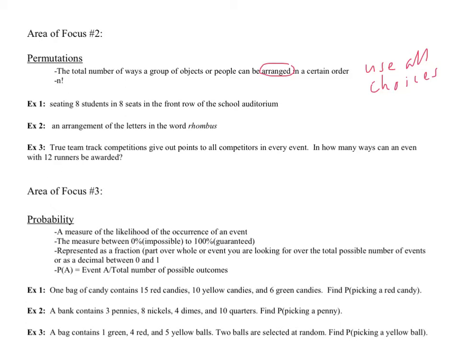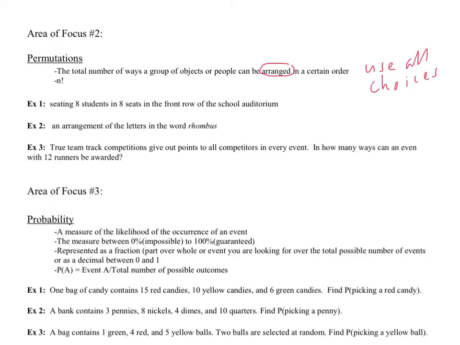Okay, so for example, we have seating 8 students in 8 seats in the front row of a school auditorium. So before, with the counting principle, we said, well, we're going to have 8 people, and we're going to give awards to the top 3. That's truncated, so you only have 3 stages. But with a permutation, your stages will go all the way until everyone is chosen.